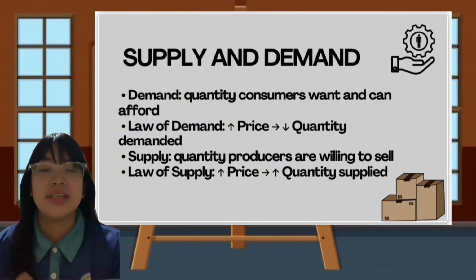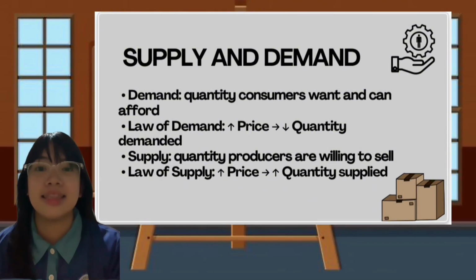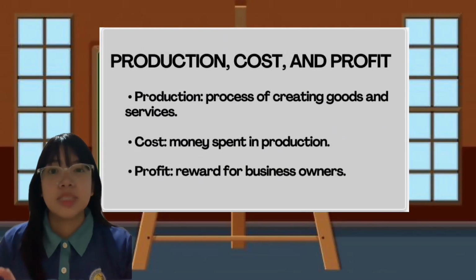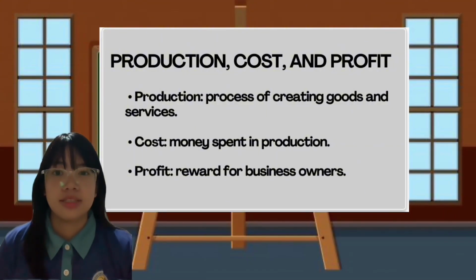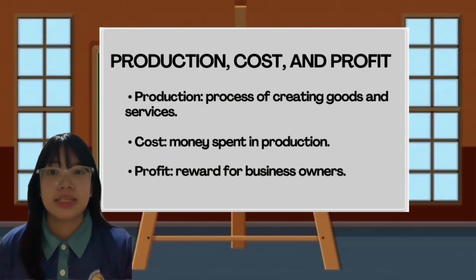This real-life situation shows how supply affects price and demand. Next is production, cost, and profit. When we say profit, it is the difference between revenue and cost. Production is the process of creating goods and services. Costs include expenses such as materials, labor, and utilities.